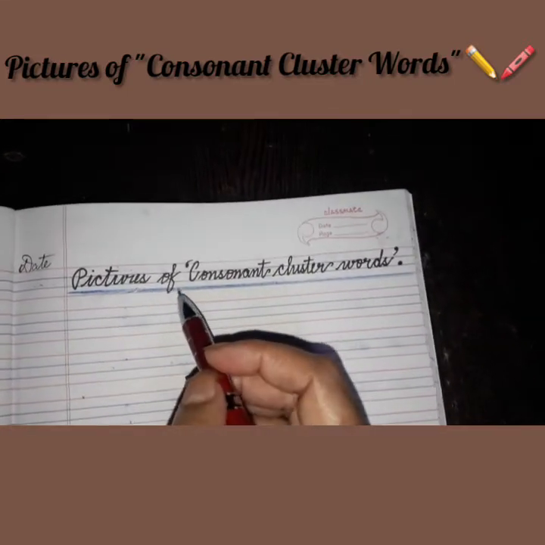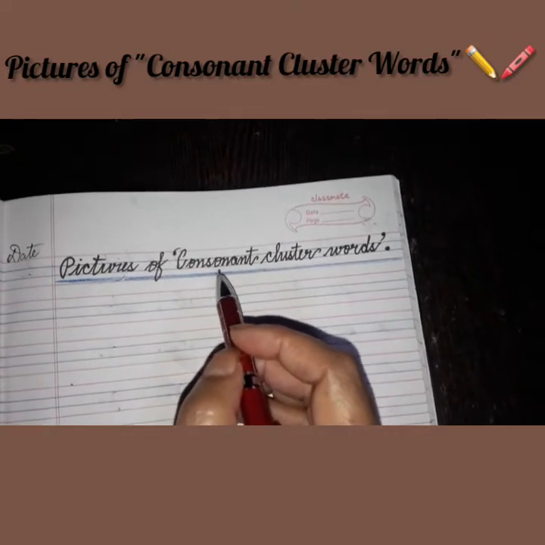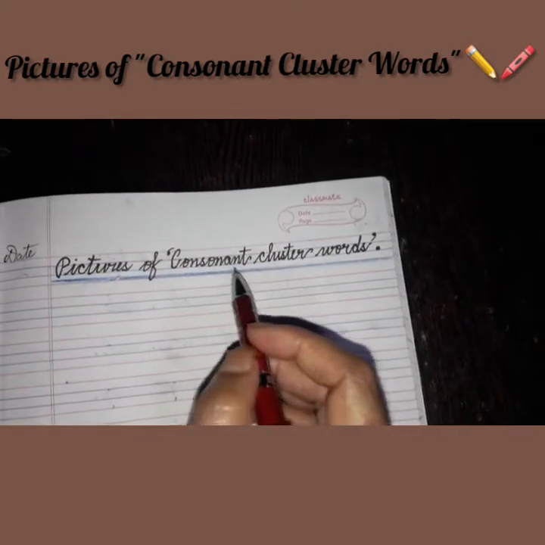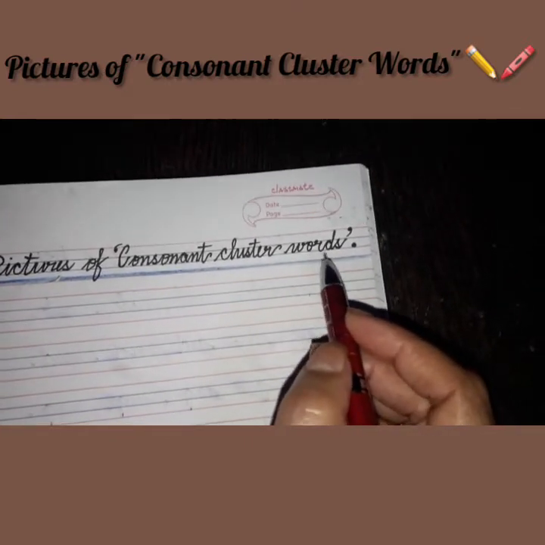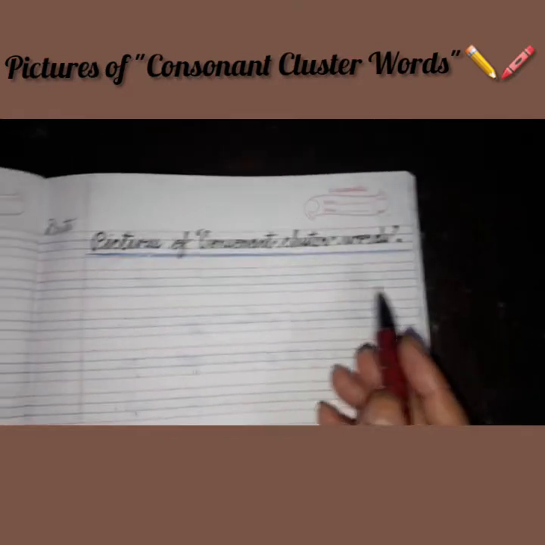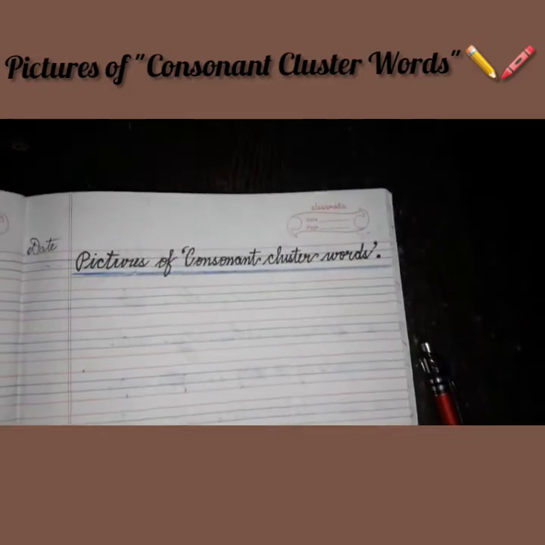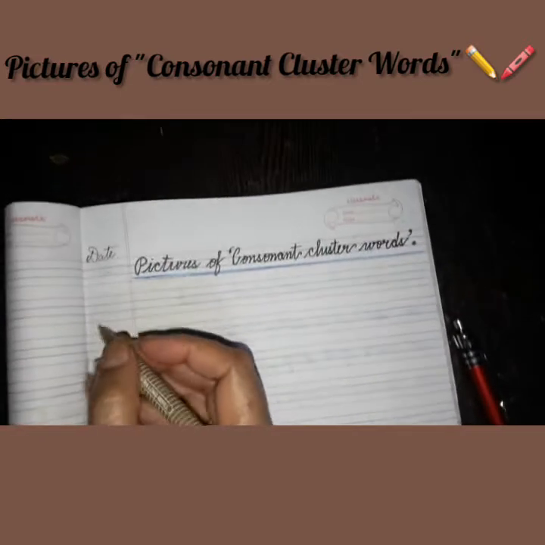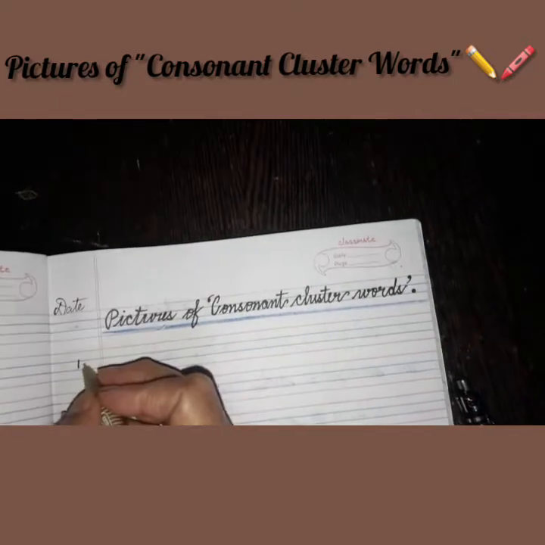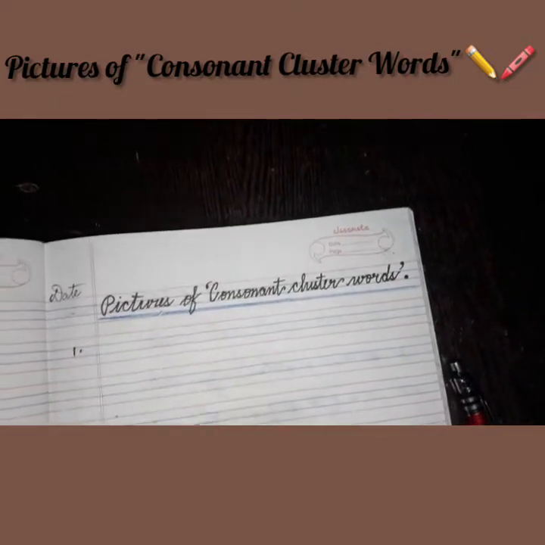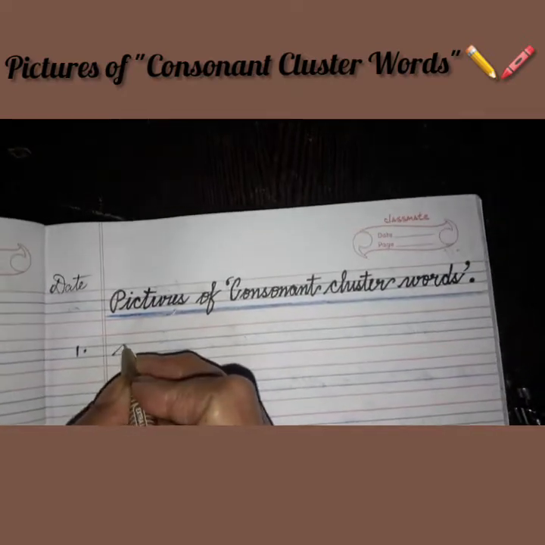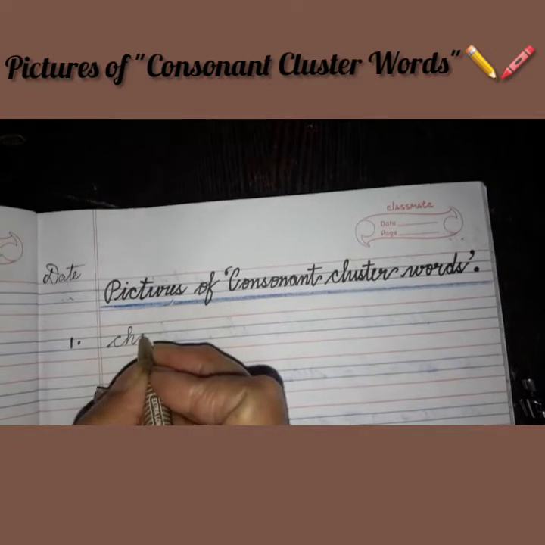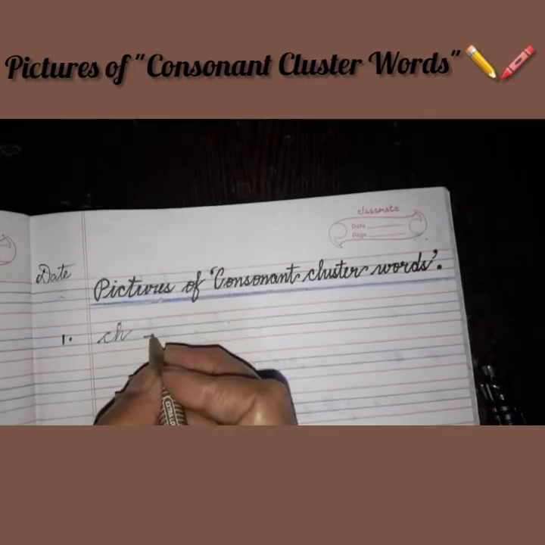Pictures of consonant cluster words. After writing the heading, just underline it with blue marker pencil. Now write down number 1 here inside the margin line. Then beside this margin line, we'll write down CH. Okay? And put an arrow.